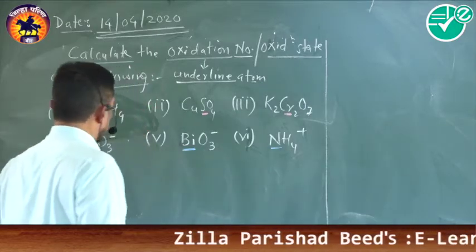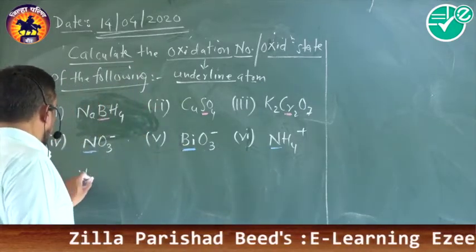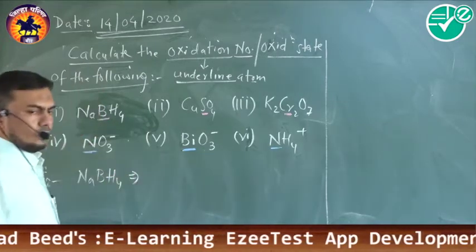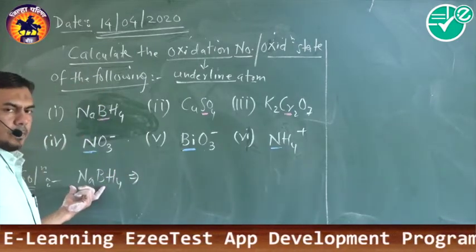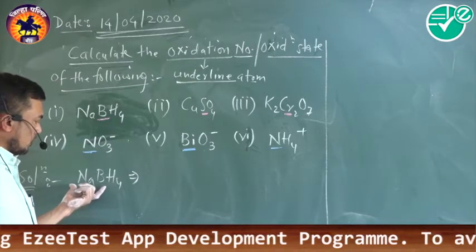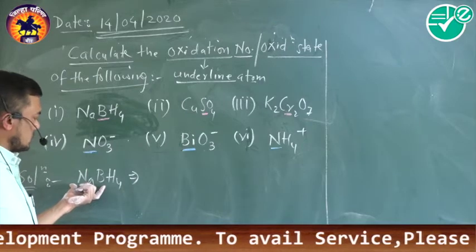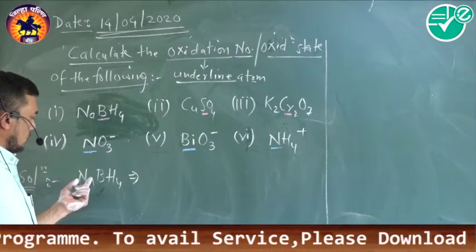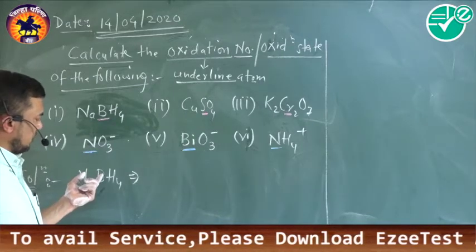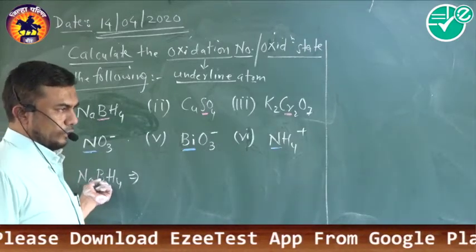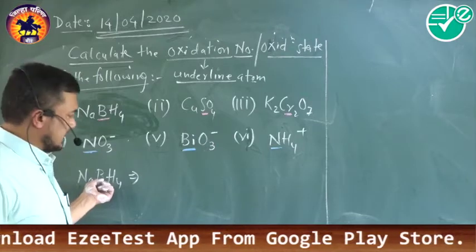We'll take the first compound, NaBH4. As we know, the algebraic sum of oxidation numbers of all the atoms in a neutral molecule is 0. So we have to consider the oxidation number of Na plus the oxidation number of B, that is boron, and the oxidation number of the total 4 hydrogen atoms is equal to 0.